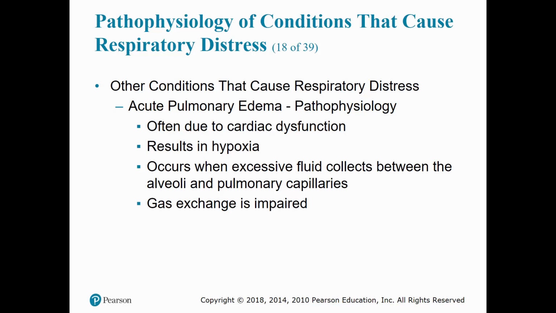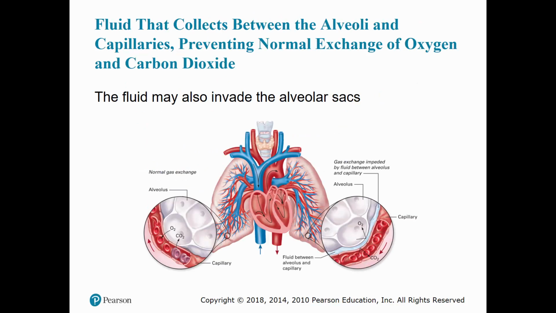This will oftentimes result in hypoxia, and you have that fluid collecting between the alveoli and the pulmonary capillaries. So in a normal patient, O2 and CO2 are able to perfuse very easily. However, in those that have pulmonary edema, you have that fluid building between the alveoli and the capillary, thus not allowing oxygen to perfuse across that membrane to oxygenate the blood.